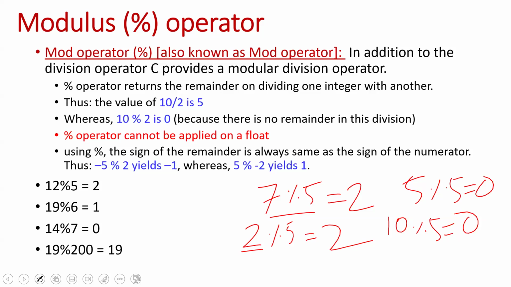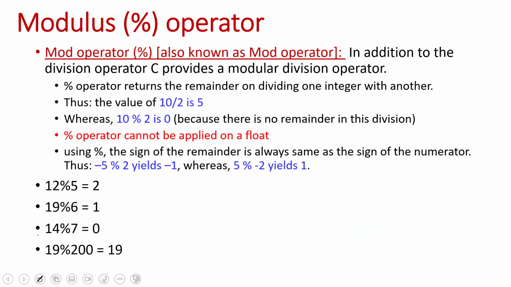Okay. Now we might have a question, can I do something like this, 7.5 mod 5? No. Mod operator cannot be applied on a float. So you cannot use mod operator for floating point number. Very easy to forget. Do not forget this, okay? Because mod operator is here to get rid of any fraction, right?